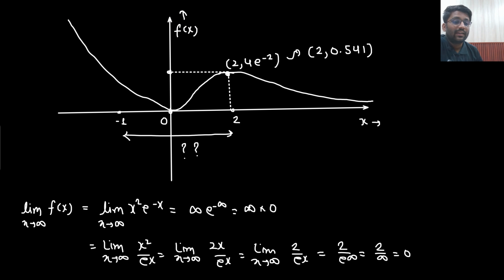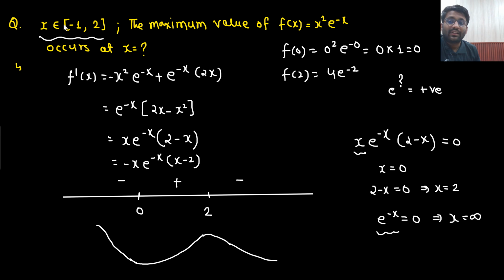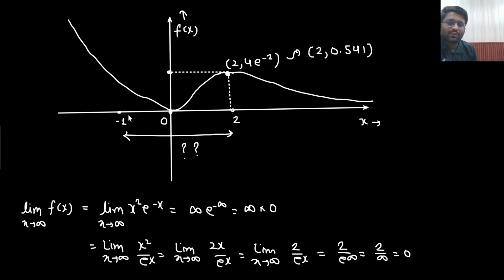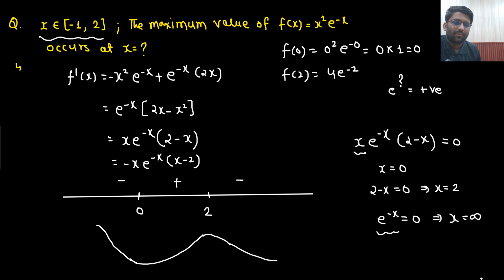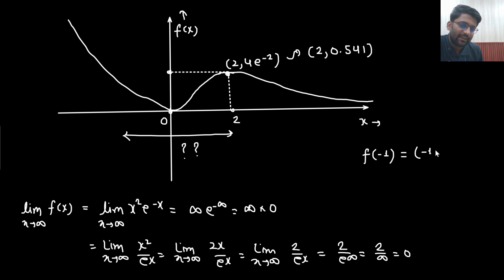I told you one thing: if an interval is given, always check at the interval, check at minus 1 as well. At x equals minus 1, what is the scenario? What will be the value you will be getting? This is a rough graph, no? How do you know that at x equals minus 1 I will get a lesser or higher value? Let's try getting the value at x equals minus 1. What is the function? x square multiplied by e to the power minus x. So what value are you getting?